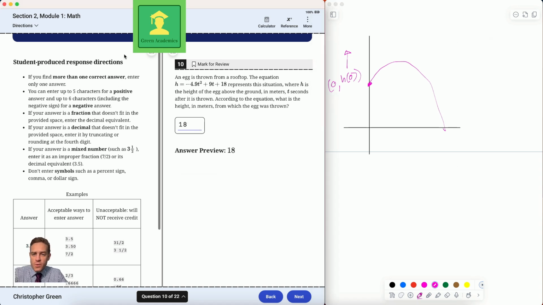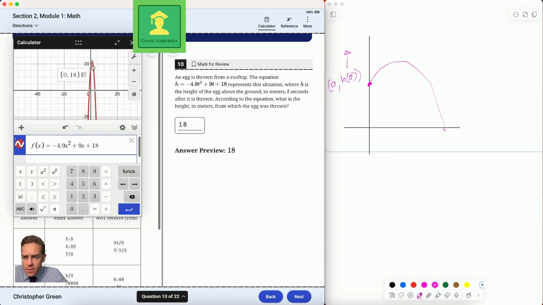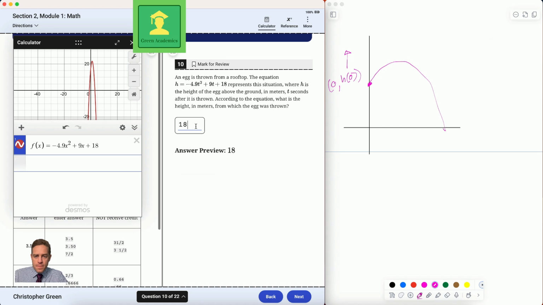Of course, you could graph this. Let's do this carefully on Desmos also. Be careful to use x rather than t, because if you use t, it might give you a slider instead of an actual graph. Yeah, and then if you zoom out, you have the point (0, 18).